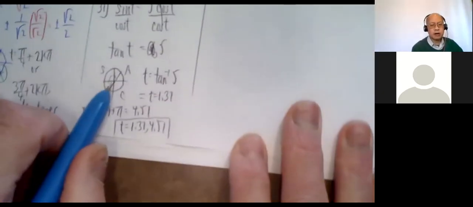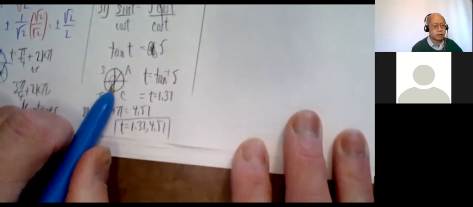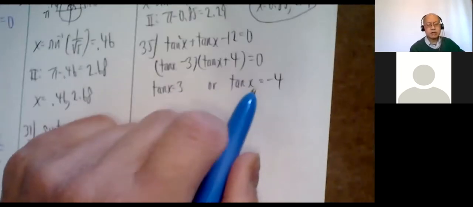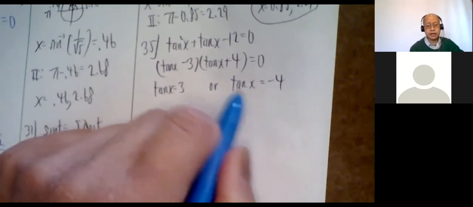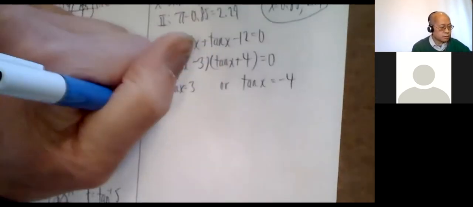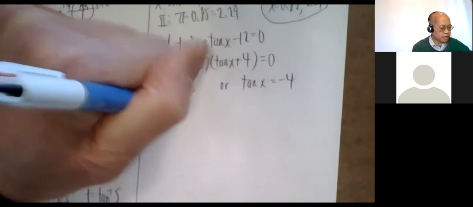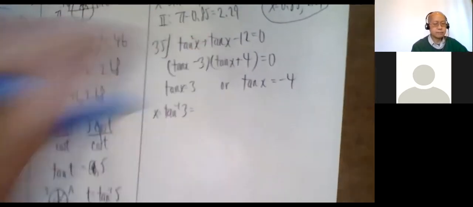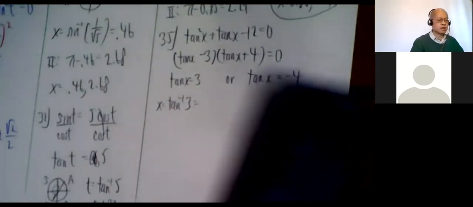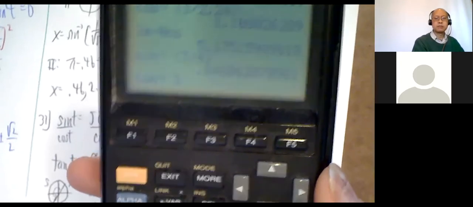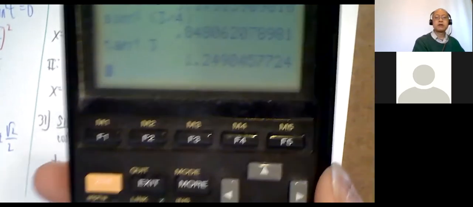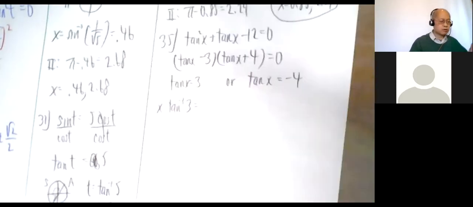All right, and just like over here, once I get one solution, the other one's going to be 180 degrees apart from it. Okay, this one's going to be a little bit problematic, and I'll show you why. It has to do with how you get the inverse tangent. Okay, so let me do this. x is inverse tangent of 3. So inverse tangent 3. 1.249 means 1.25.